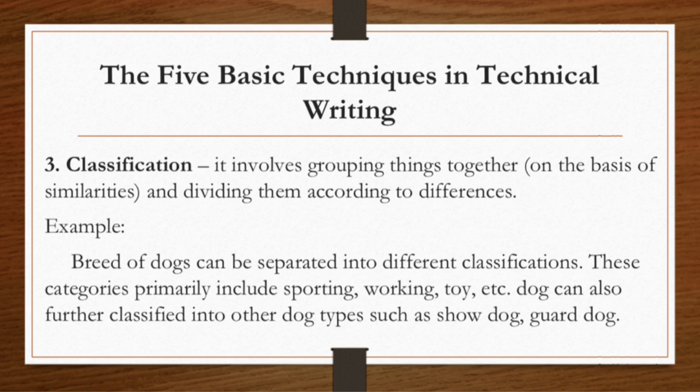Breeds of dogs can be separated into different classifications. These categories primarily include sporting, working, toy, and so on. Dogs can also be further classified into other dog types such as show dog and guard dog. So that is how you classify.